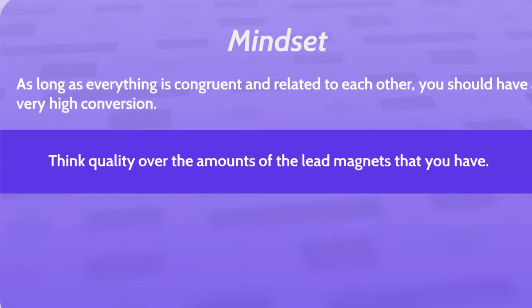Also, you want to think quality over the amount of lead magnets or freebies that you have. Instead of trying to think, oh, I'm going to do 5 lead magnets, I'm going to get all these different subscribers onto my list, think quality over quantity. Try to think of one really good lead magnet that you can offer today and in this video course. And then if you have more time, you can always go back. But I would always start with one instead of worrying about 2 or 3 or more.